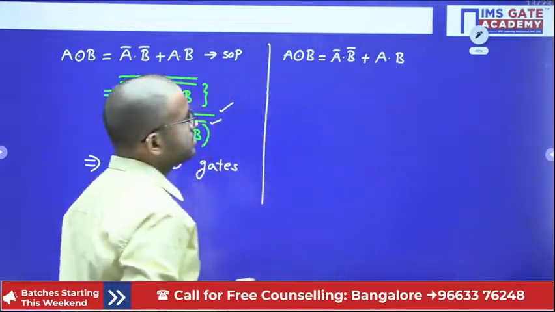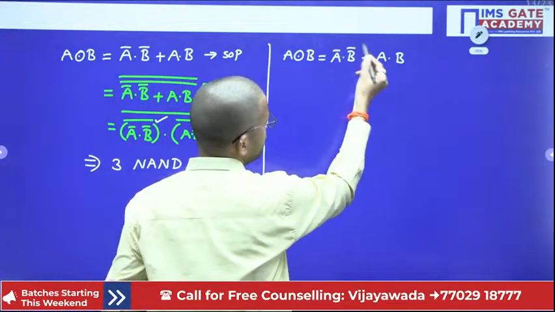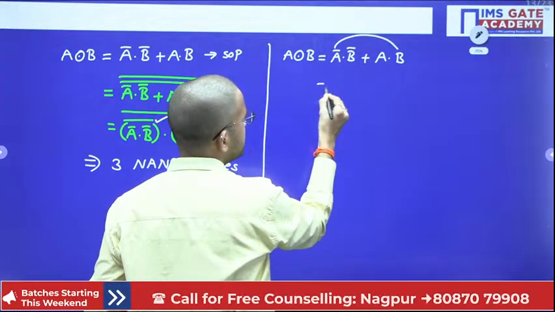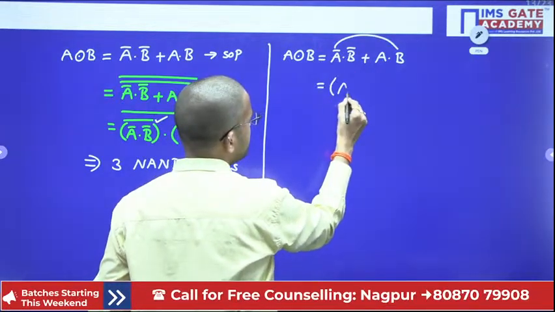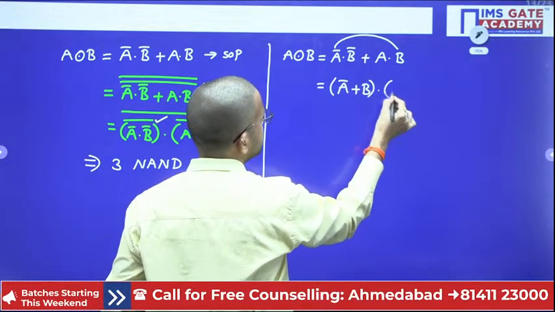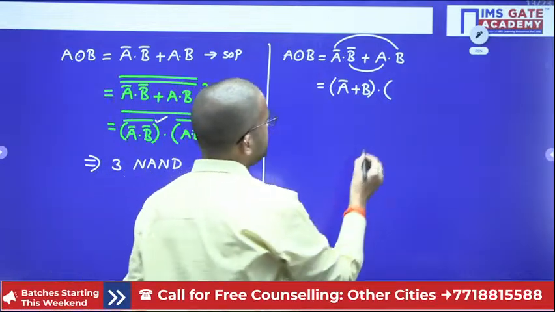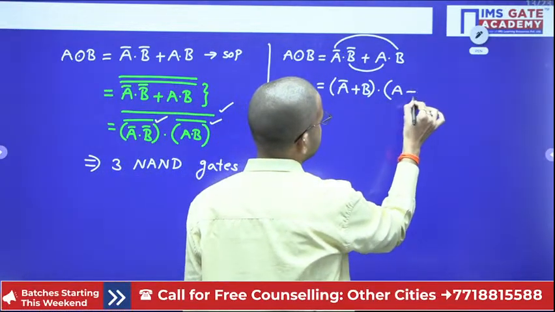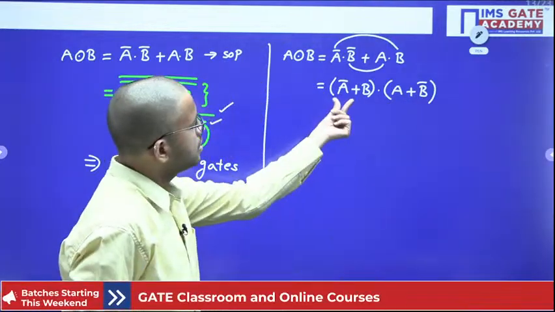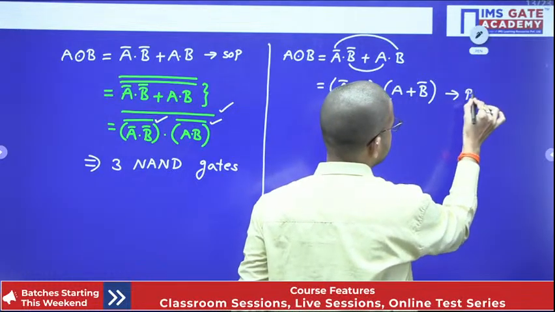Now once again use the transposition law. A bar plus A, if you consider you are getting 1, so avoid that combination. Then consider the other combination, that is A bar plus B, and whatever the remaining available you can consider. That is A plus B bar. Now you can look at this expression. It is a sum term, these two are product together, it is POS form, POS.